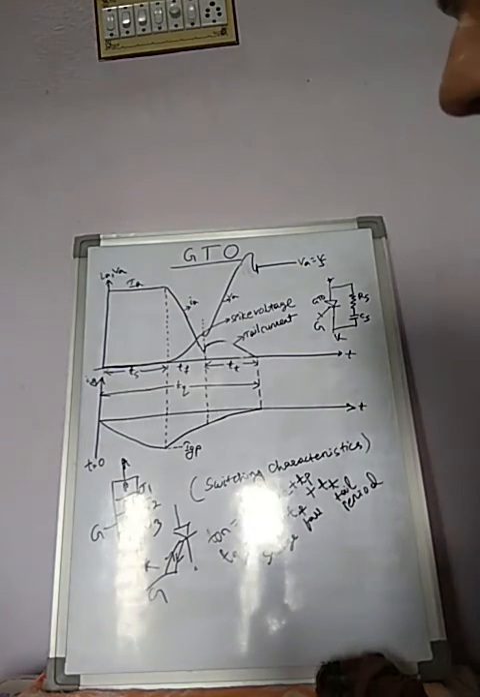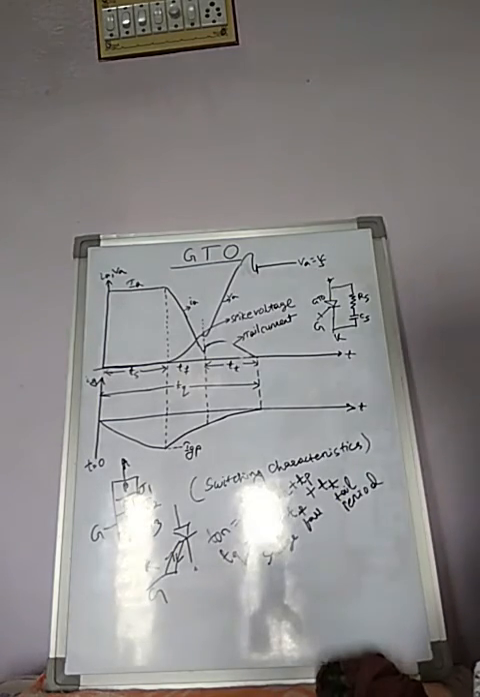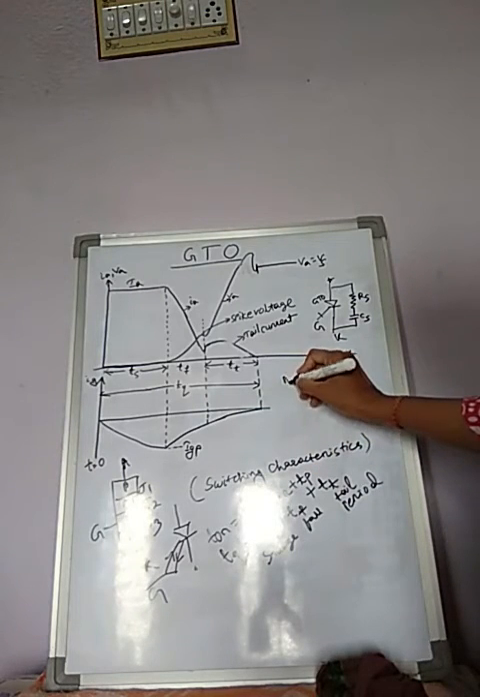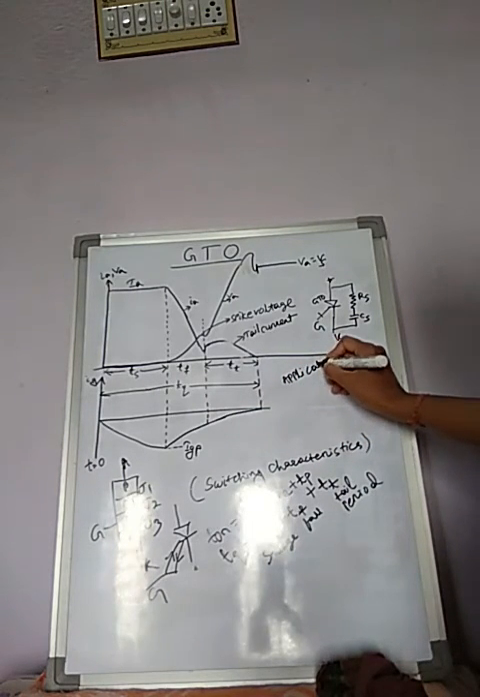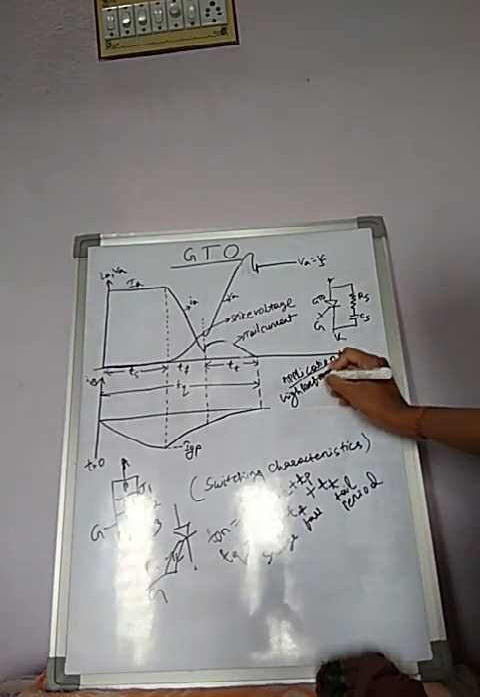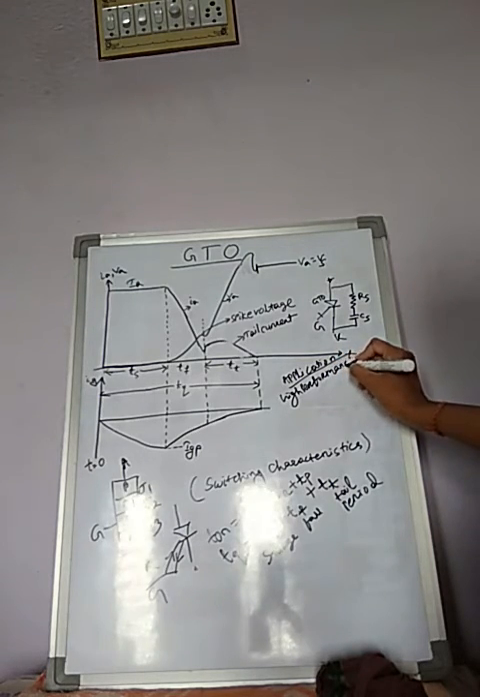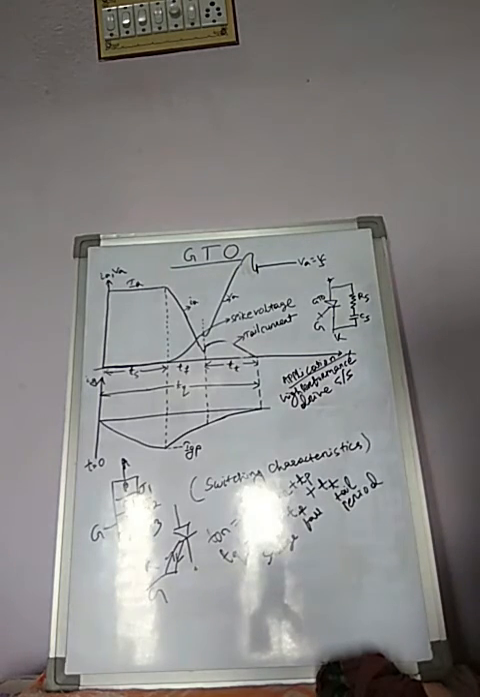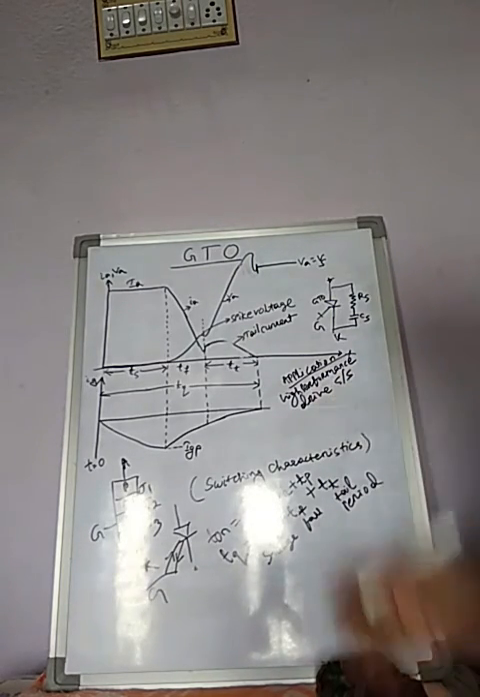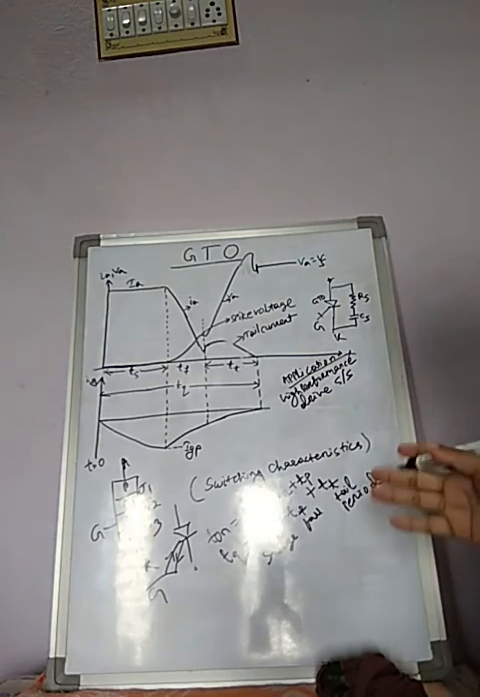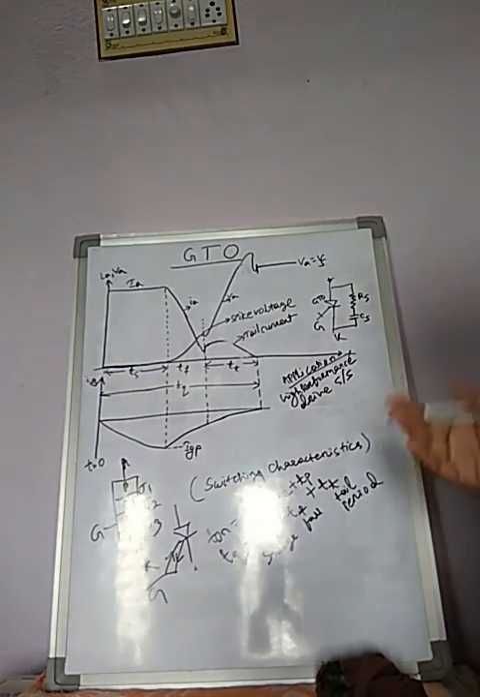So the applications of this GTO unit are high performance drive systems. What are the circuits under this high performance drive system? Field oriented control schemes used in rolling mills, robotics, machine tools.